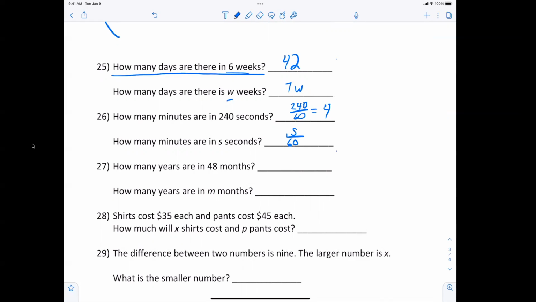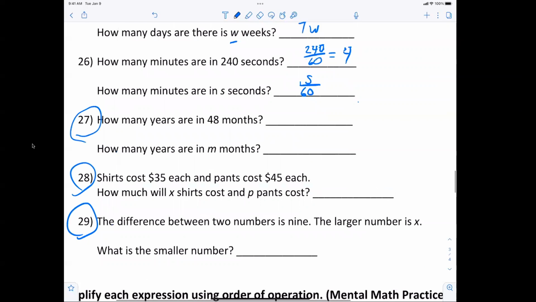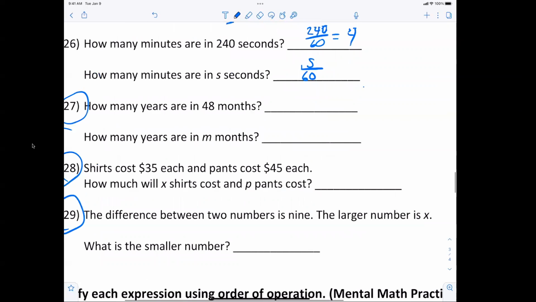Now, what I want everybody in here to do is circle 27, 28, 29. I want you to try those for homework. 26? We just did it, Oliver. It would be S over 60, yes. All right, so here we go.